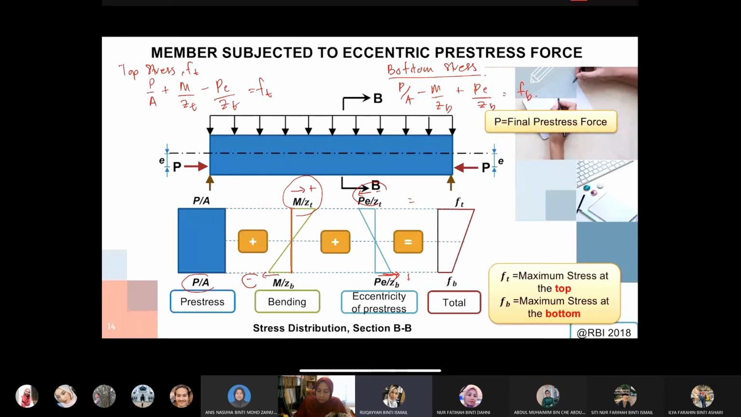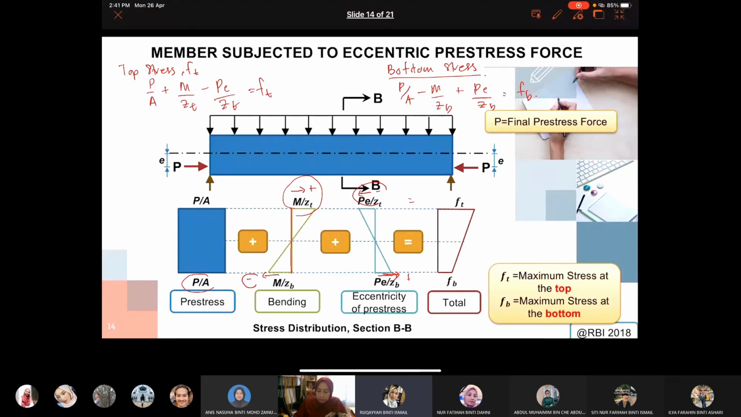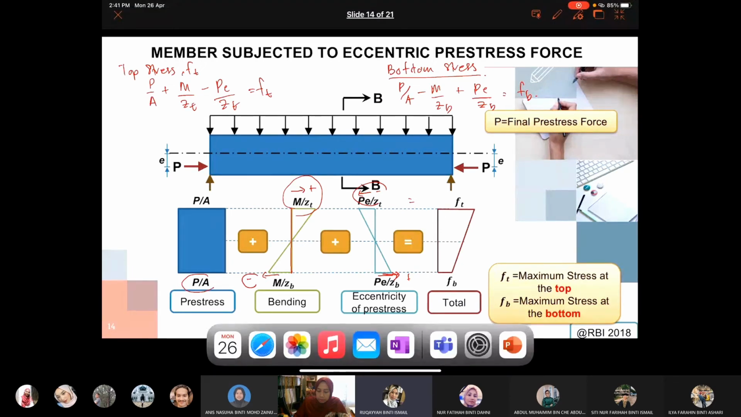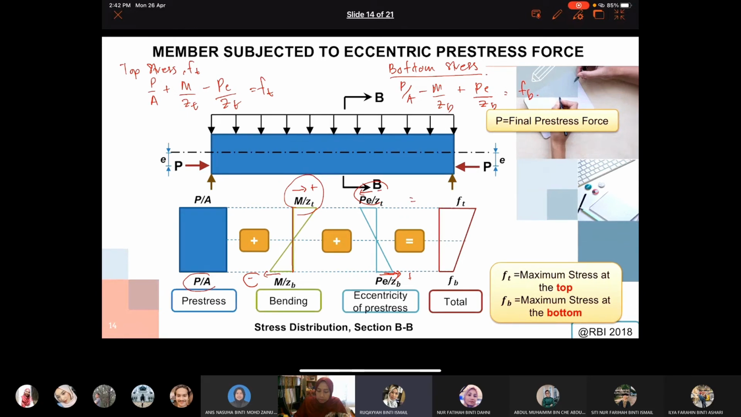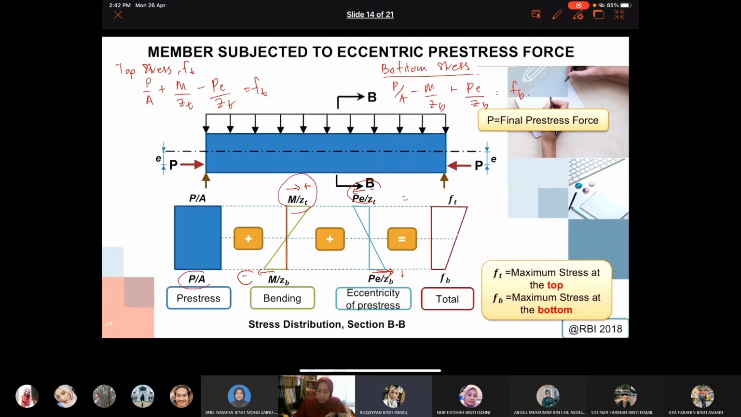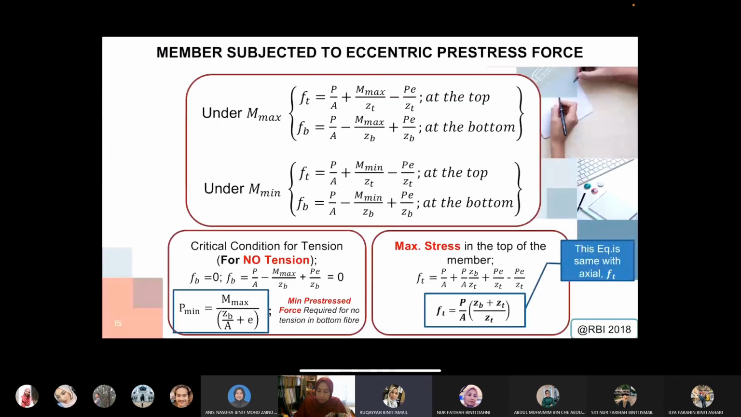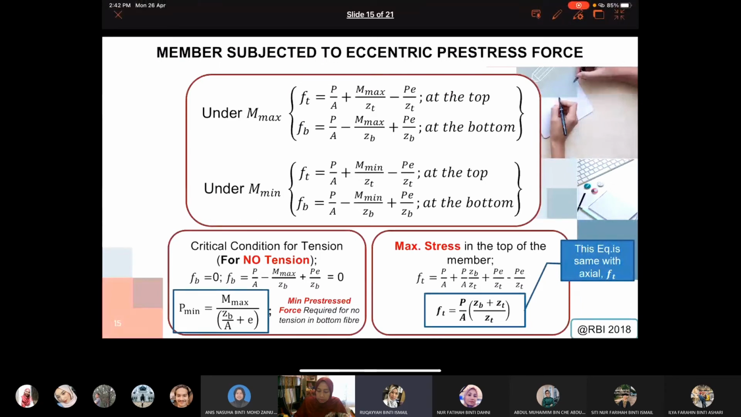There it goes. Okay, suddenly it disappeared. Okay, alright. So yeah, and we have the total stress of top and also bottom. Okay, so with this, then we can conclude the two equations of your stresses. Okay, my internet line is not so smooth. I don't know why.